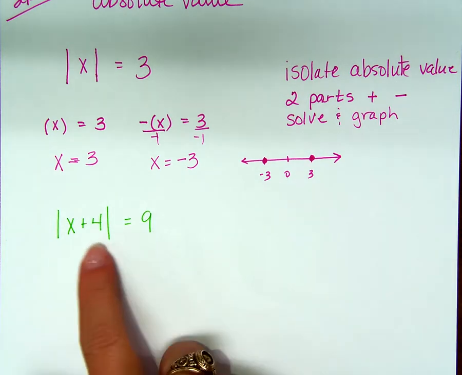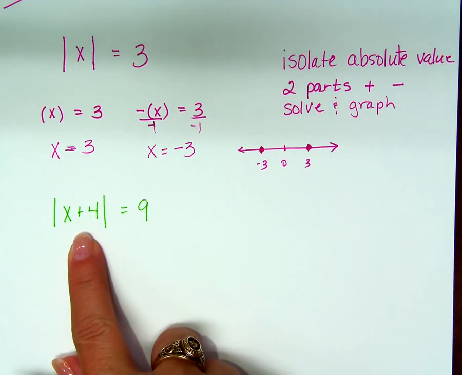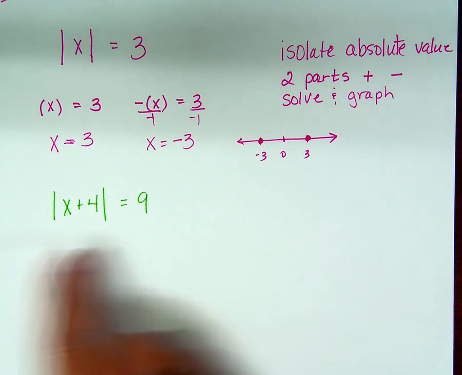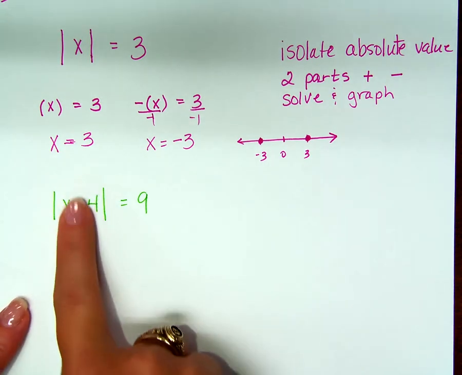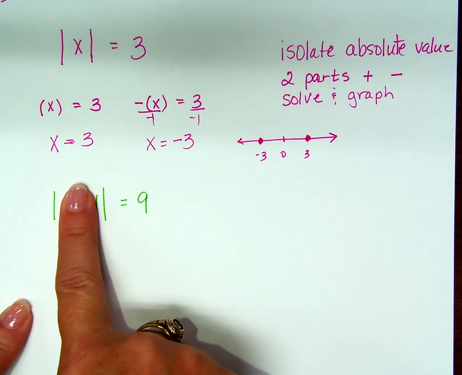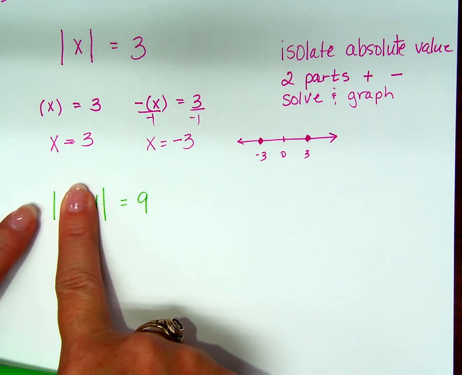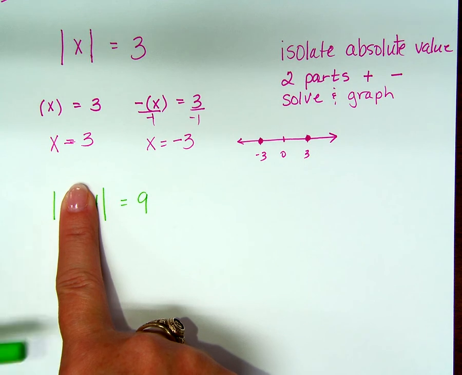So, is the absolute value isolated here? Is the absolute value all by itself? Yes. Okay. I know there's stuff inside the absolute value. I don't care about that. Is there anything being added, subtracted, multiplied, or divided to the absolute value? No. So it is isolated.